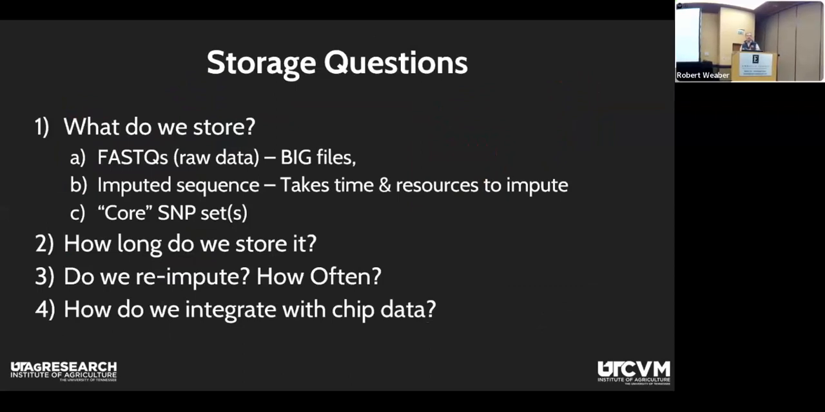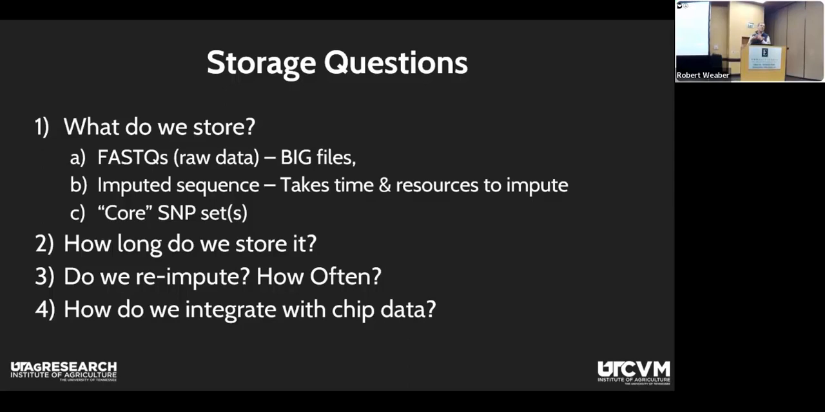And so the big questions surrounding storage, I think, are really about what do we store? And this is a conversation I'm sure that we'll continue to have throughout the day and tomorrow as well. Do we store all of our raw data? These are big files, even compressed. We're talking about terabytes of information, even in fairly small data sets. Do we store just imputed sequence, knowing that this takes time and resources to get from what comes off the sequencer to what we're able to actually utilize in the form of a variant call file? Or do we just store a core set of SNPs?